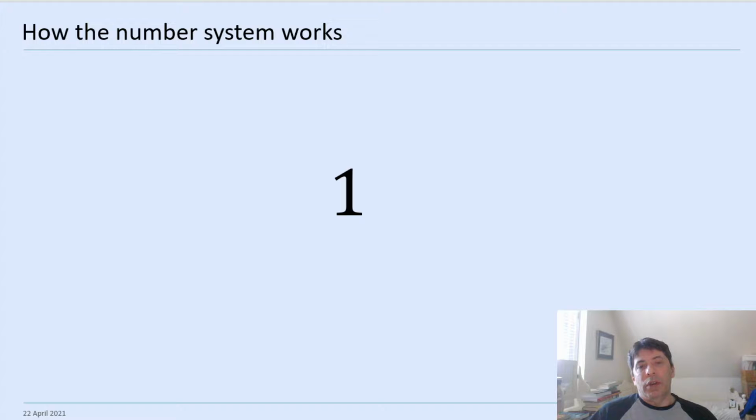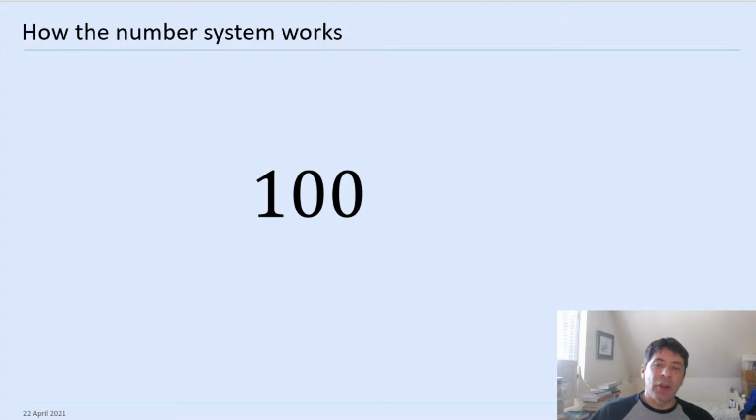So we start with 1, 2, 3, 4, up we go. And then when we get to 9, we don't have a new symbol, we just represent 10 by putting a 1 in the column on the left. So the 1 goes in there, 1 ten and no units. Even further to the left it's 100, then 1,000, 10,000 and so on.